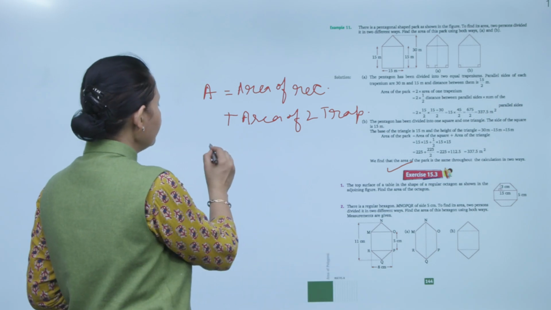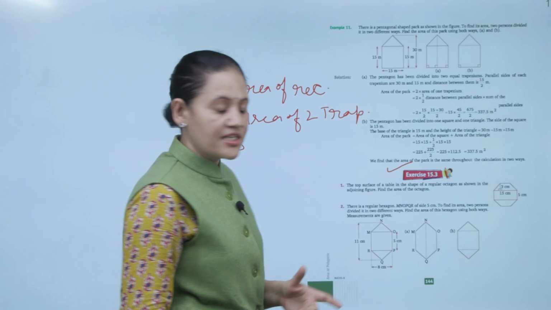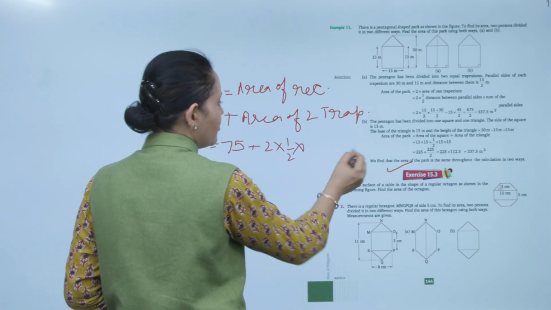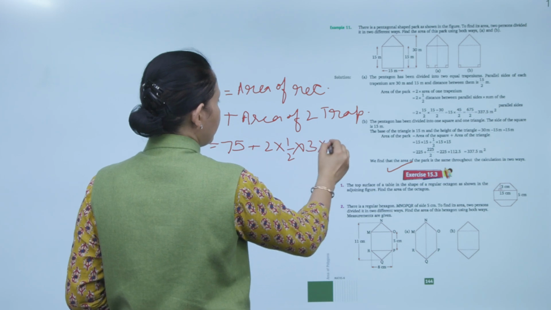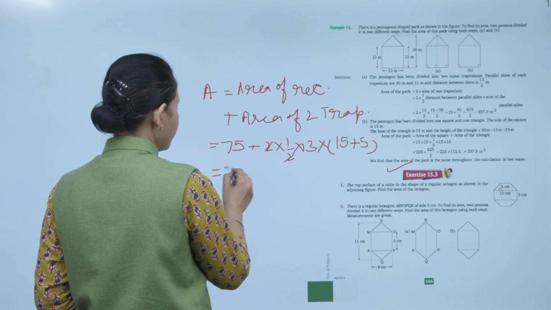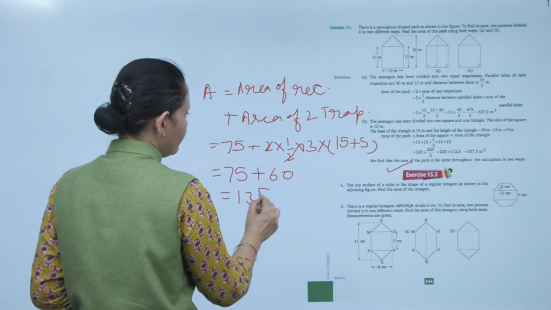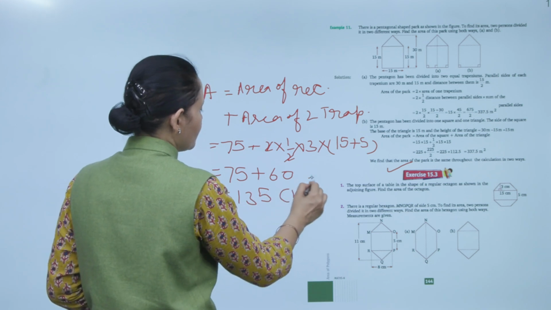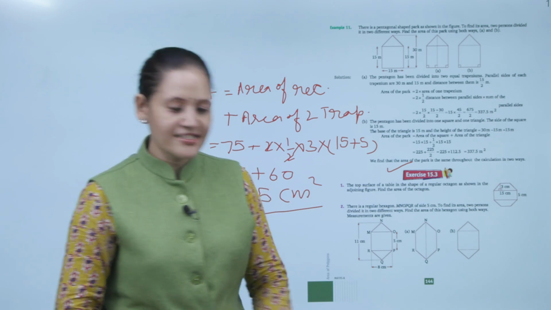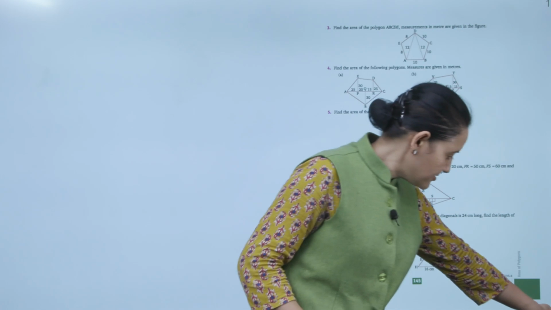So, the area of the rectangle is 15 into 5, that means 75 centimeter square. The area of 2 trapeziums is 1 by 2 into the perpendicular height, that is 3, multiplied by 15 plus 5. So, that is equal to 75 plus 60, that is 135 centimeter square. Clear? Practice all the questions of this exercise.